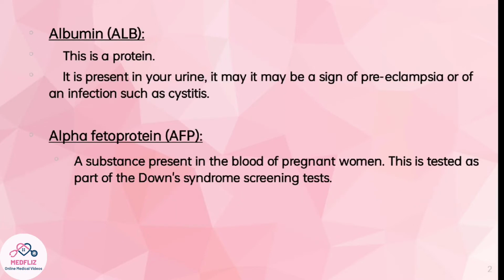Albumin, this is a protein. If it's present in your urine, it may be a sign of preeclampsia or an infection such as cystitis. Alpha fetoprotein, a substance present in the blood of pregnant women. This is tested as a part of Down syndrome screening test.